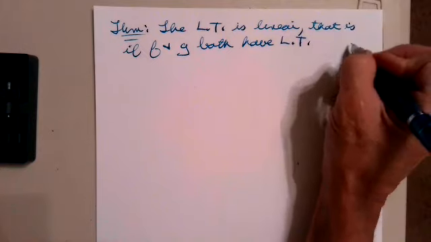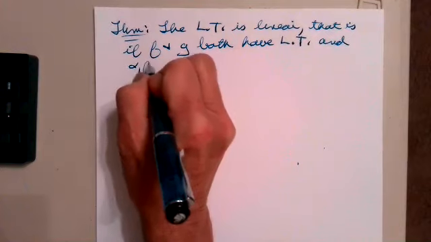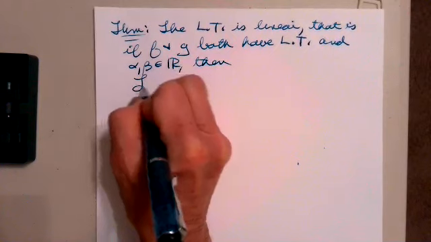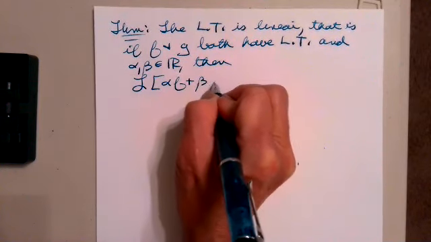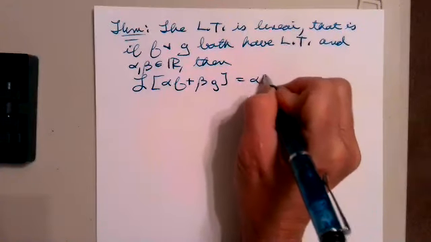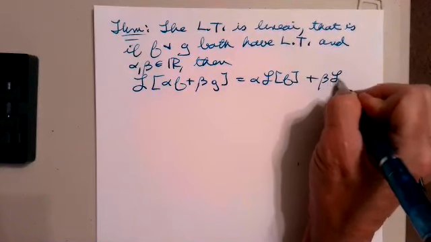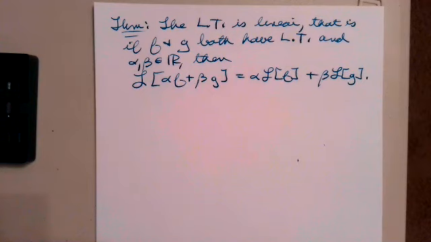and let's say alpha and beta are real numbers, then the Laplace transform of alpha f plus beta g is alpha times the Laplace transform of f plus beta times the Laplace transform of g. Okay, so the Laplace transform of the sum is the sum of the Laplace transforms. And a constant multiple inside the Laplace transform pulls outside.